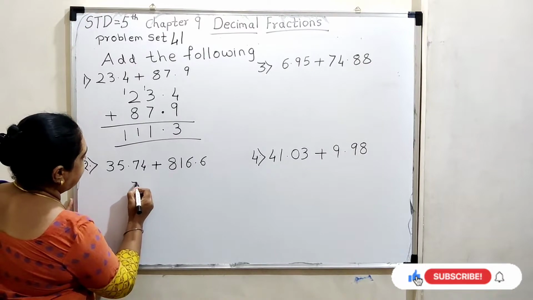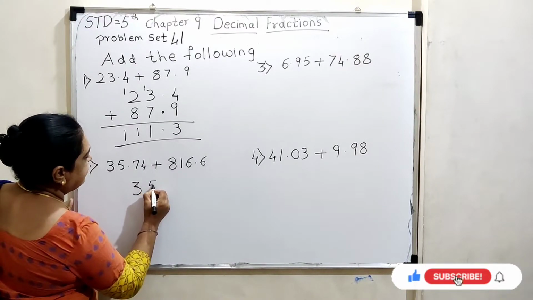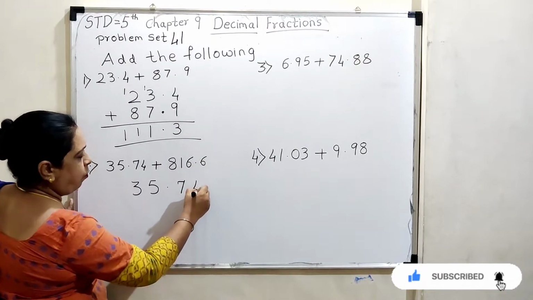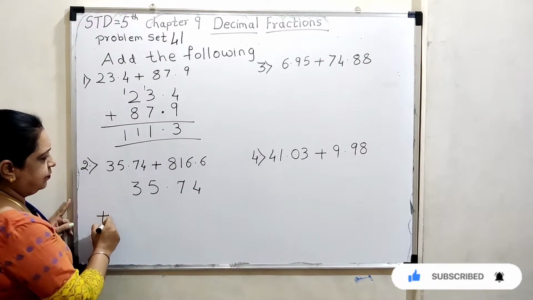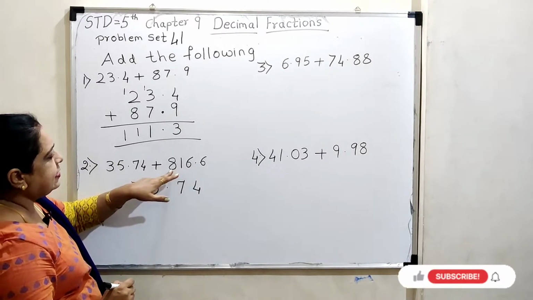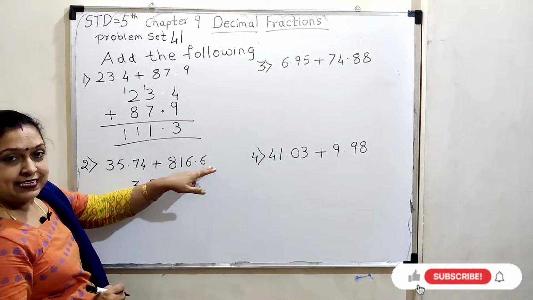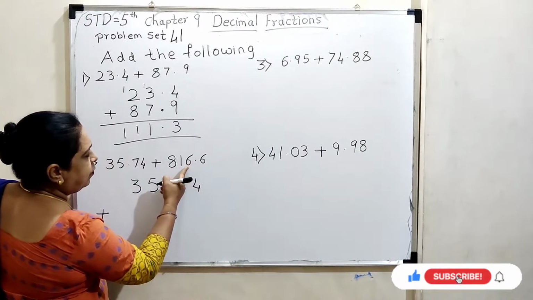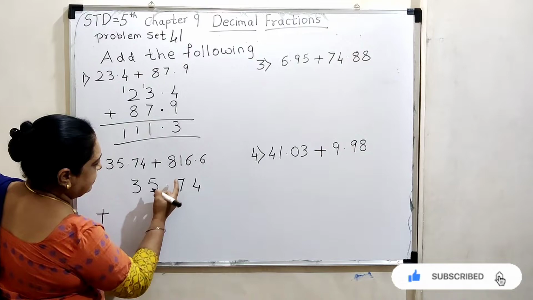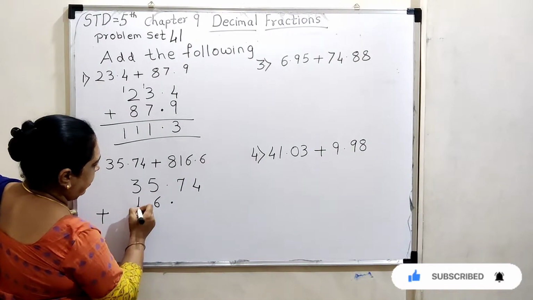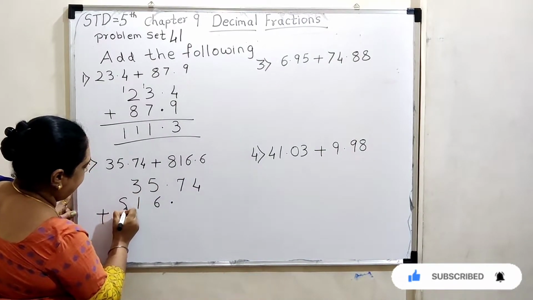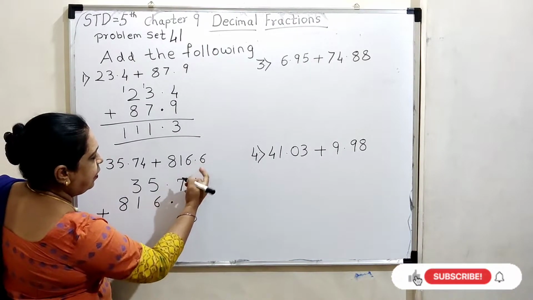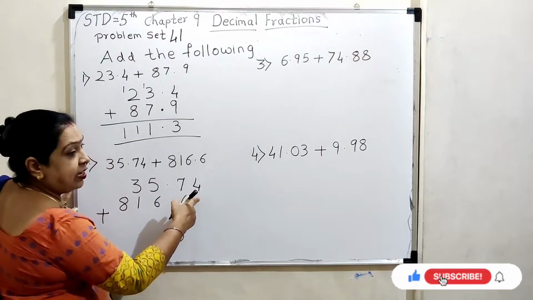Now, sum number 2. First of all, you write 37.74 plus. Now, here it is 816.6. So what you will do? First of all, you write the point. Before the point, what comes? 6. Before 6, what comes? 1. And before 1, 8. And after the point, 6.